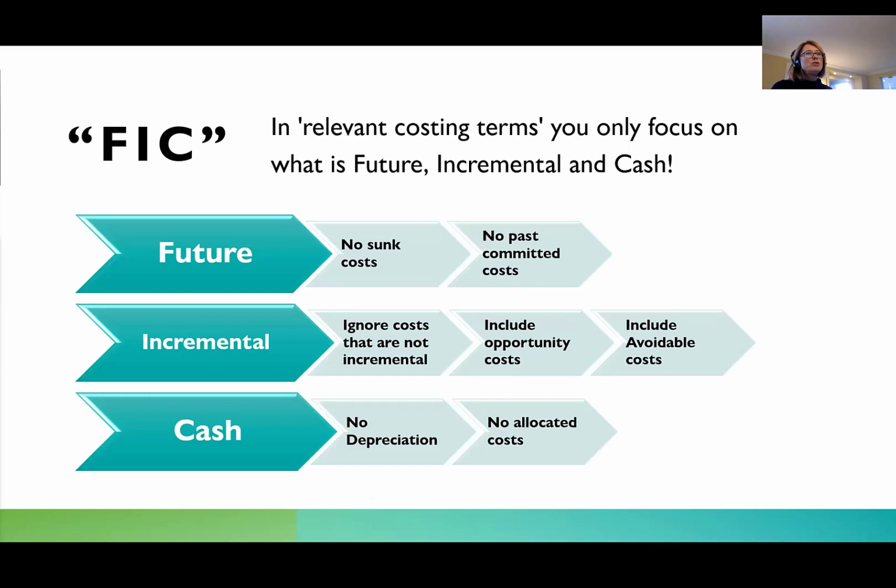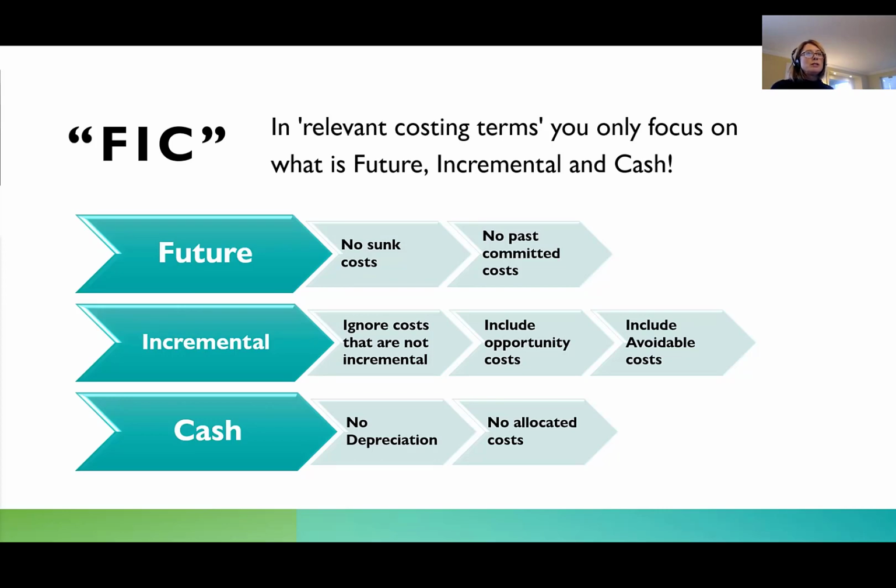What we mean by future is anything that we've bought in the past, we don't take account of in relevant costing. So anything that's sunk. So if we paid for a fixed asset, something that we're using on this new project, that's sunk, that is irrelevant. Things like market research and research and development are all sunk costs and we shouldn't be considering them in our relevant costing.